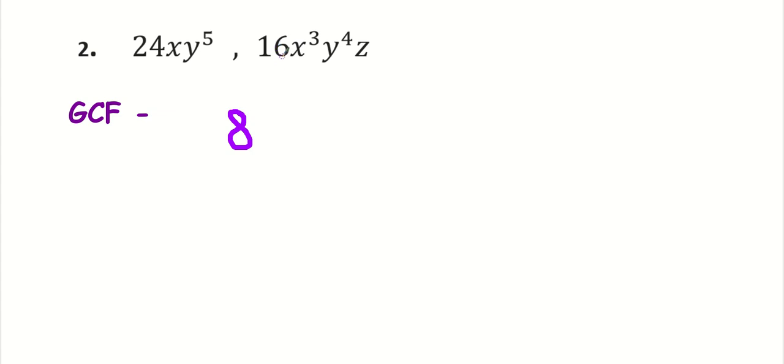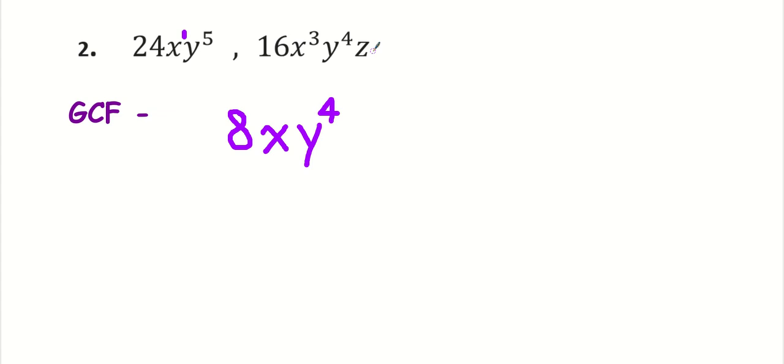I think 8 is the largest or greatest common factor. And then with the variables, x to the first power, because technically there's a 1 there, and x to the third, you're just going to go with the smaller power. Y to the fifth and y to the fourth, that's the greatest common factor.